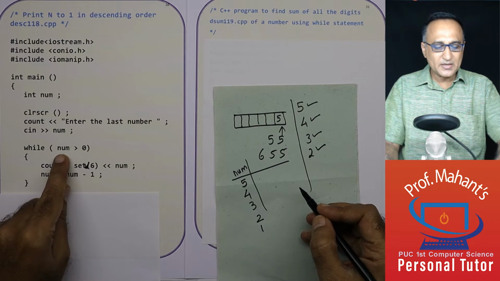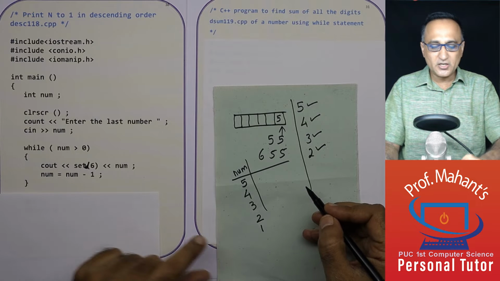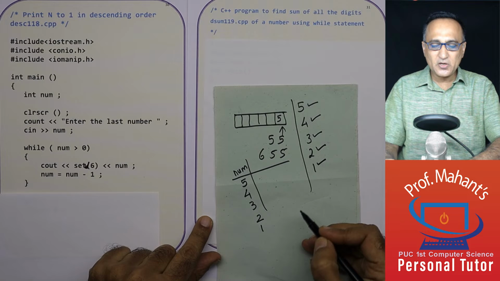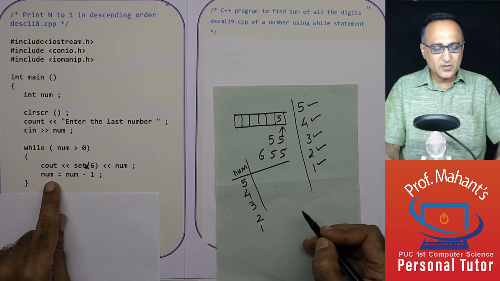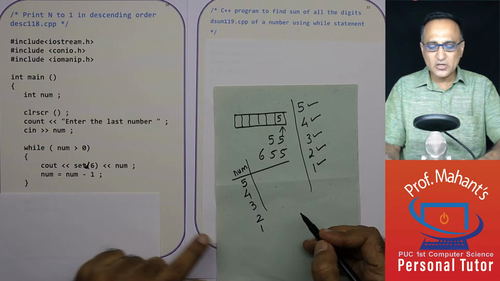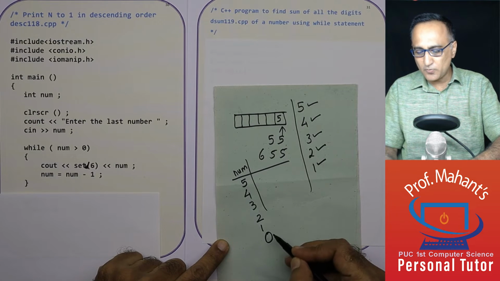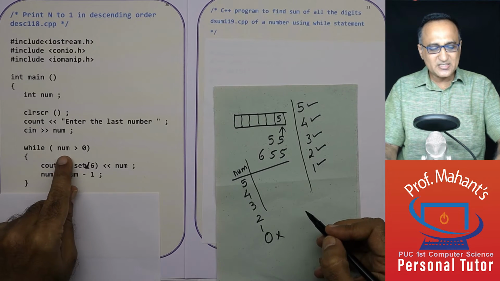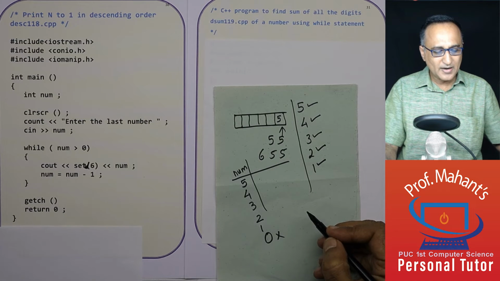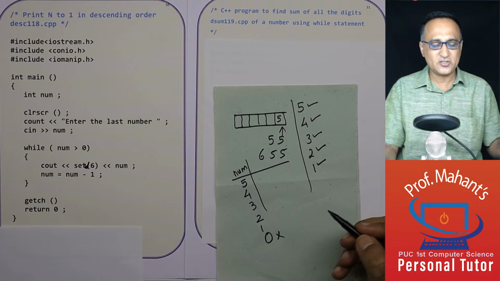Once number becomes 1, is 1 greater than 0? It is still true. So I am going to come here and print the last number, which happens to be 1. When I come here, number is equal to 1 minus 1. 1 minus 1 is 0, so number becomes equal to 0. Alright. Now, is 0 greater than 0? That condition is false. So I am going to come out here and halt the execution.